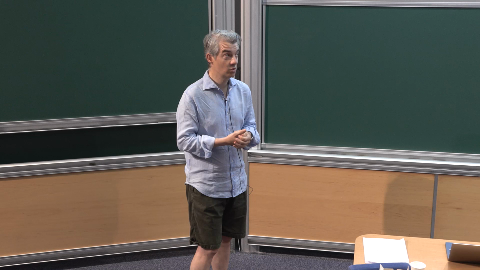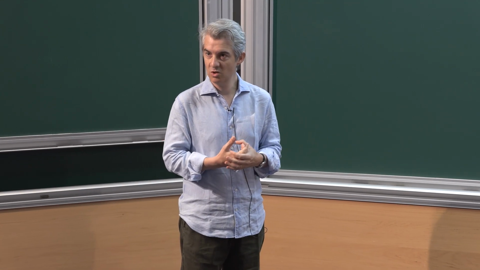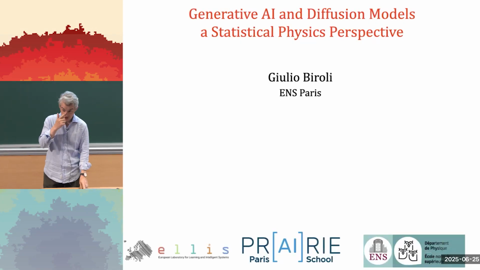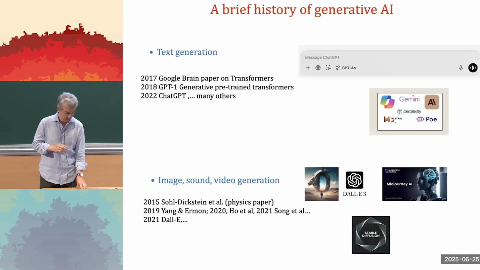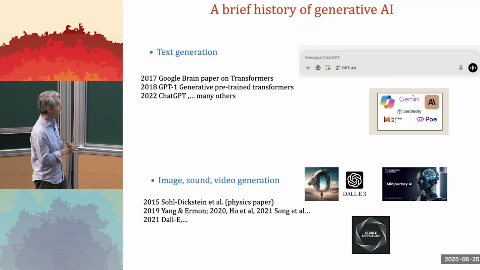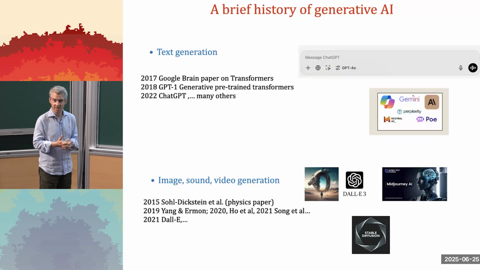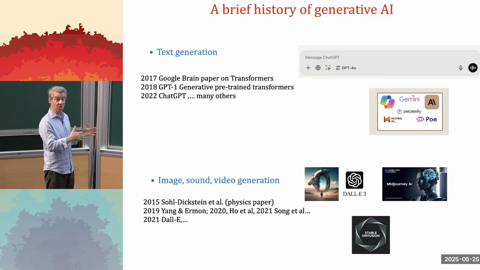So what instead I would like to study are problems in which you generate data, what is called generative AI. I will start with a very brief introduction to generative AI, and then we will focus on one topic. Just a brief history: the history is short, but it's quite spectacular. Roughly speaking, there are two branches: the generation of text, and the generation of images, sound, and videos.